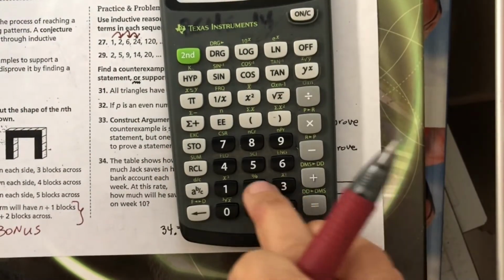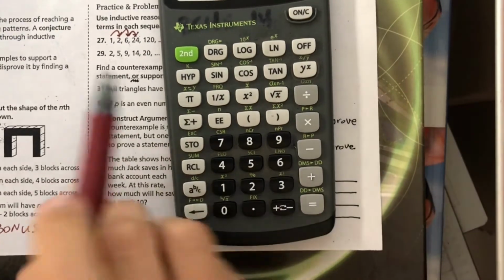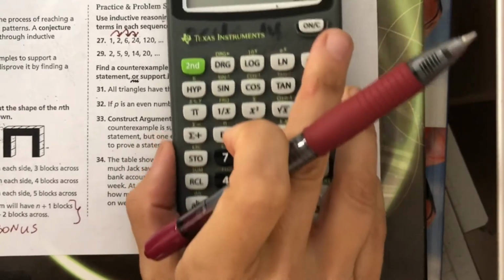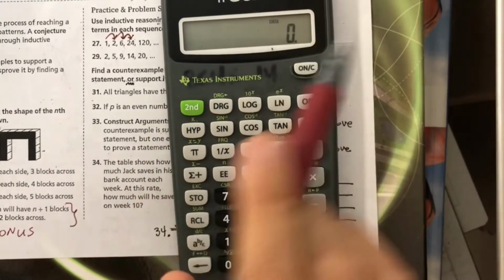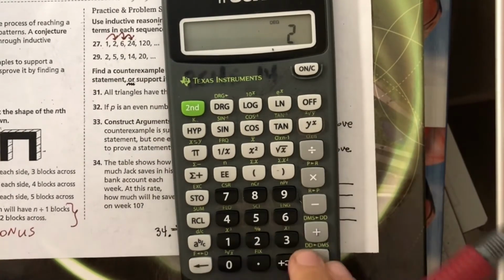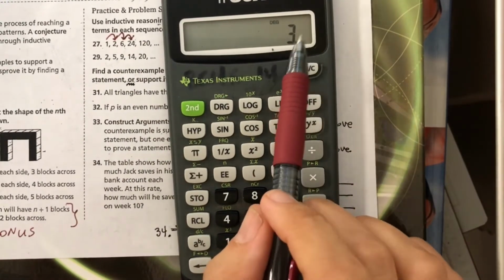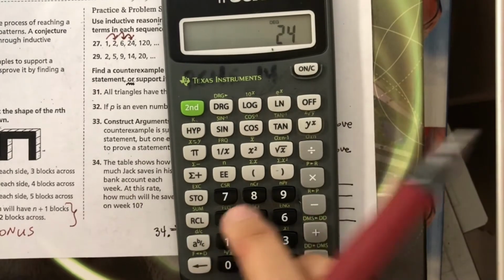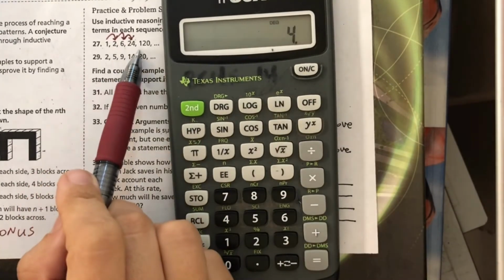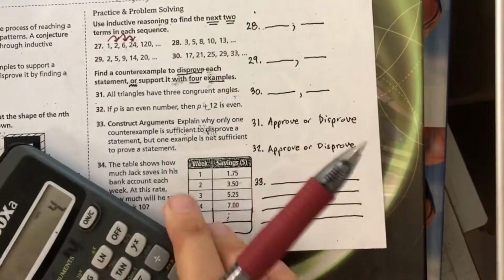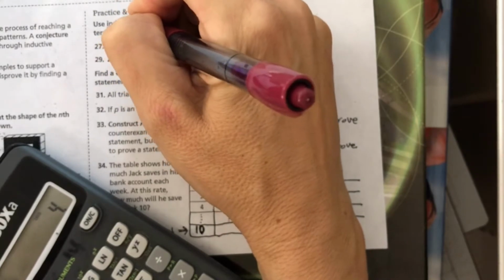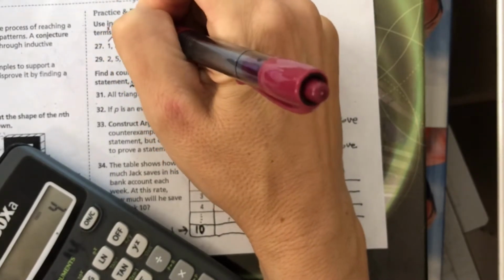You divide. So 2 divided by 1 is 2. Now try the next one. 6 divided by 2, 3. Keep going. 24 divided by 6, 4. Now I think I see the pattern that what's happening is I'm multiplying by 2, multiplying by 3, multiplying by 4. This one multiplied by 5.